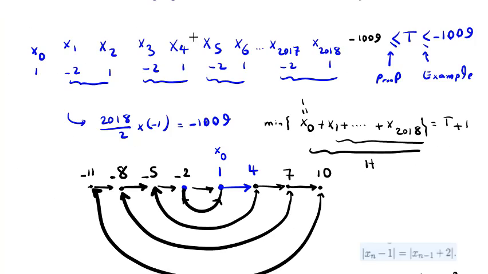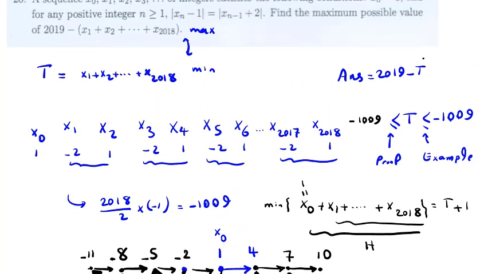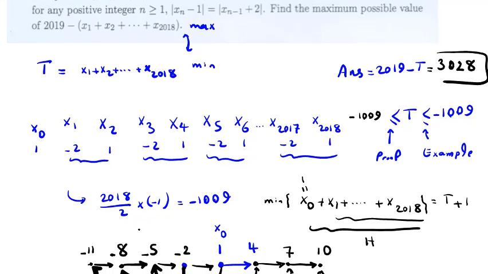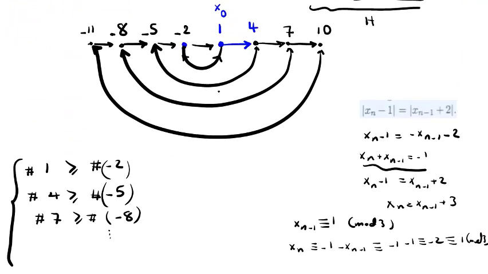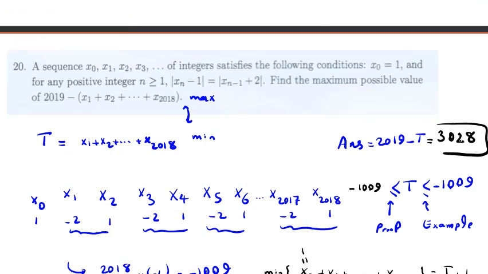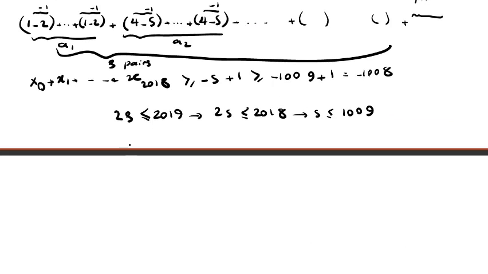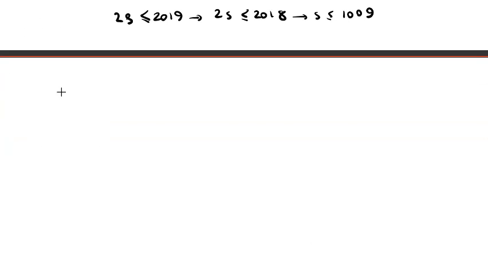So if we prove this, the last answer... no, t will be this. If I prove this, it will be 2019 minus this. So it will be 2019 plus 1009, which is 3028. So if we prove the thing we want to prove here, then we can say, okay, the answer is 3028. So let's prove this one.